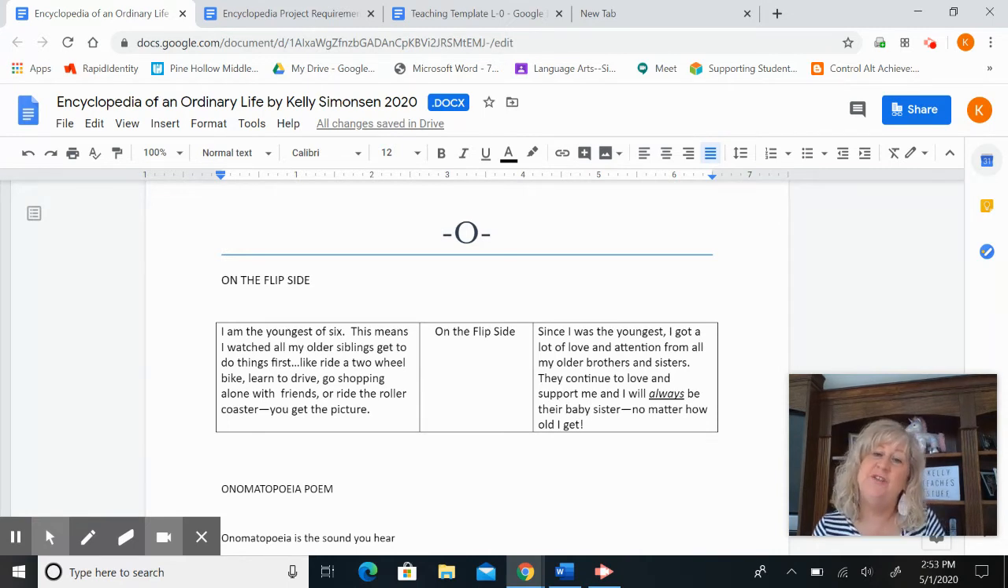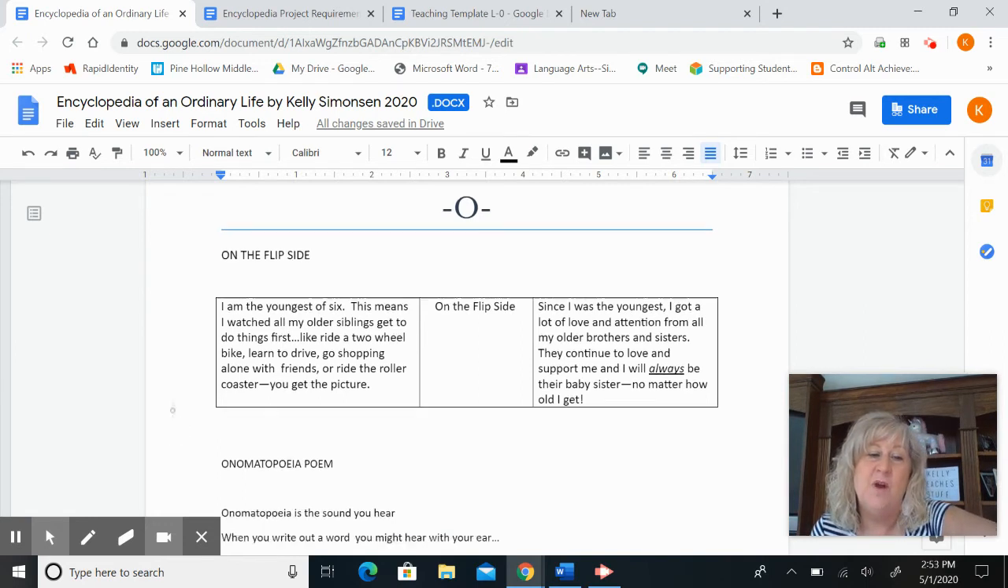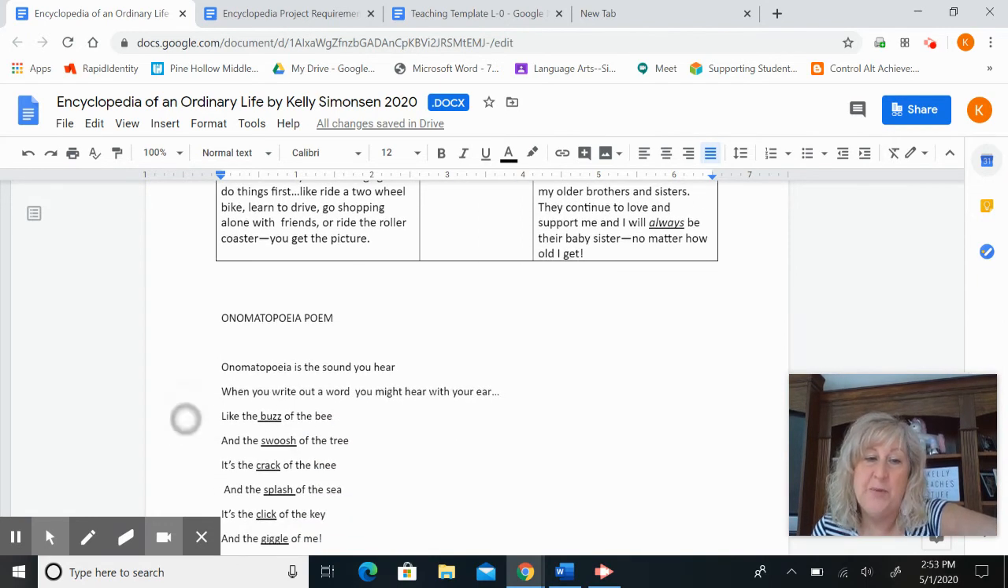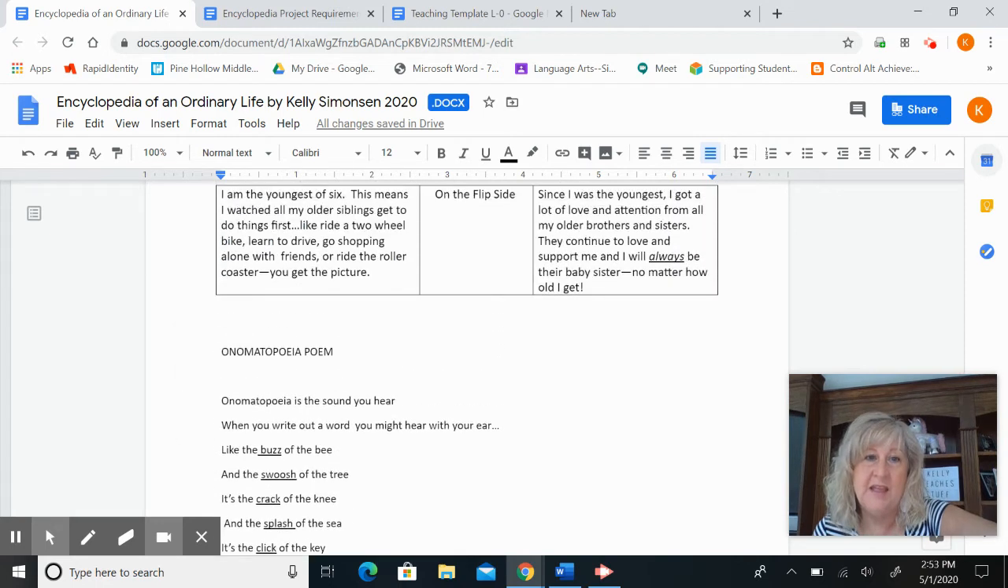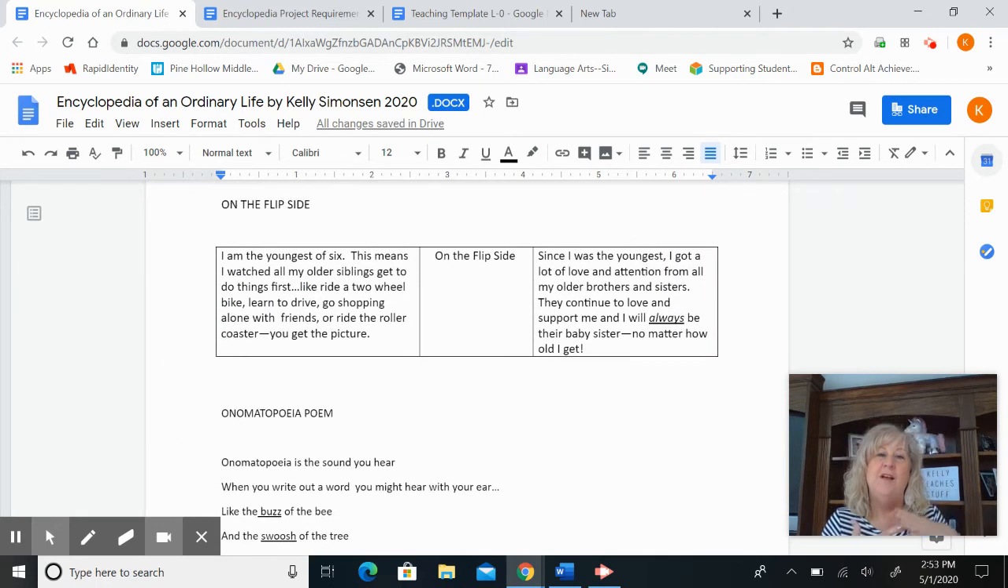They continue to love and support me and I will always be their baby sister, no matter how old I get. All right. And I also did one on O, an onomatopoeia poem, and you could add something else to that too. Remember, each of these don't have to be the only thing that you do.